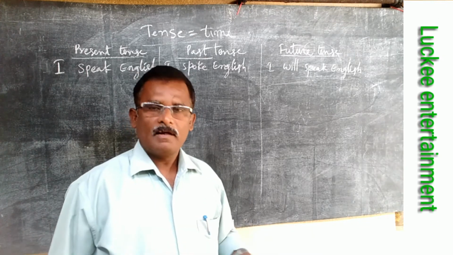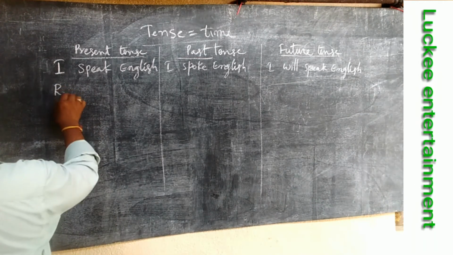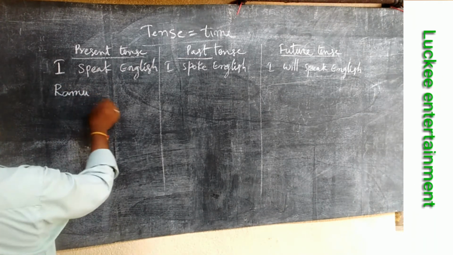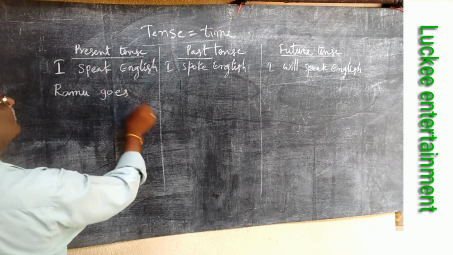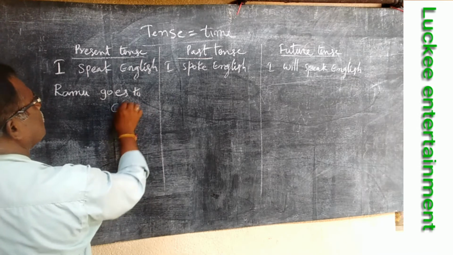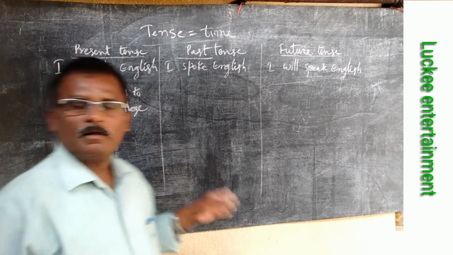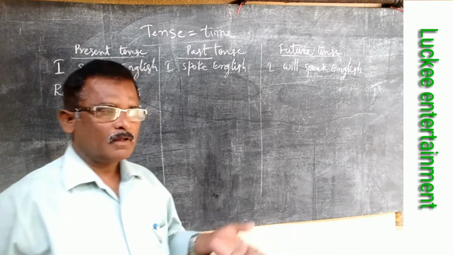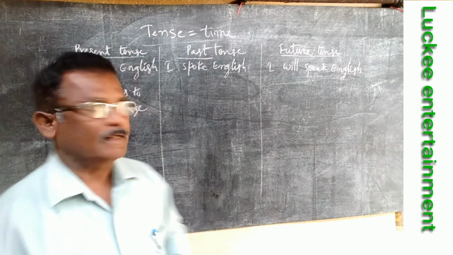Now let us see some more examples. Ramu goes to college. Ramu goes to college. Ramu goes to college means Ramu roju school ku velthadu ani. So it is in present tense.